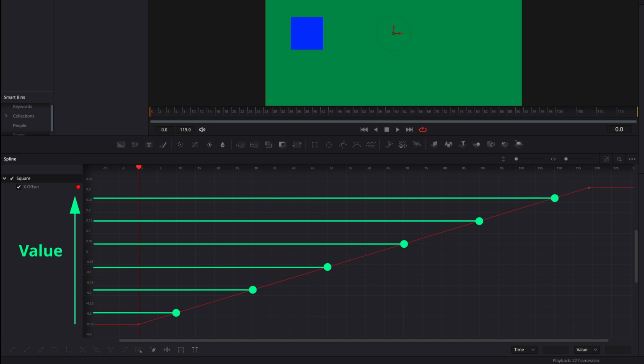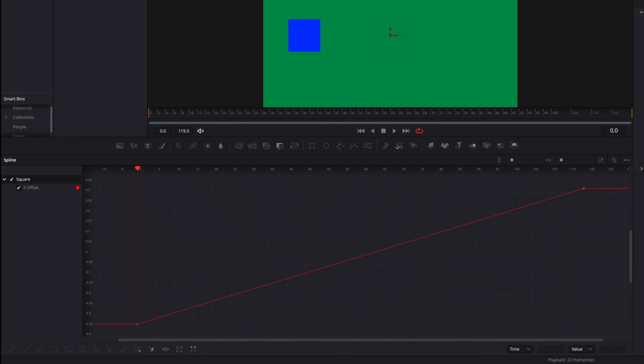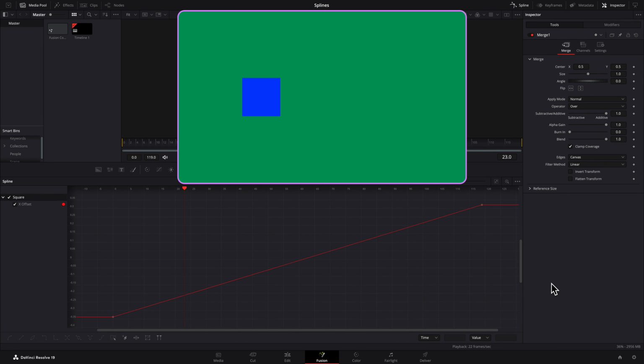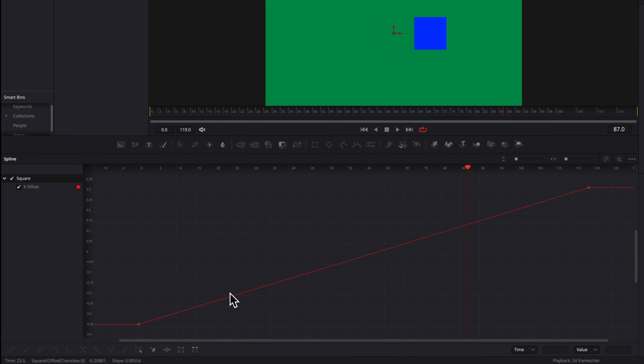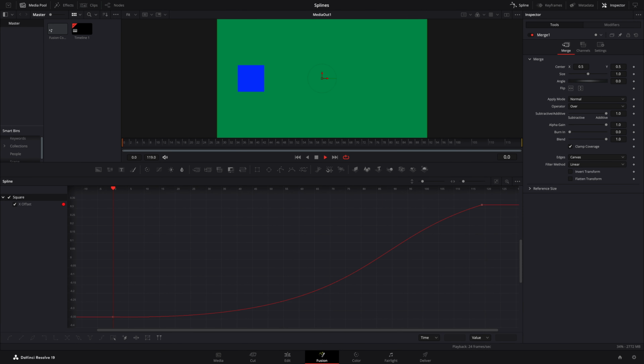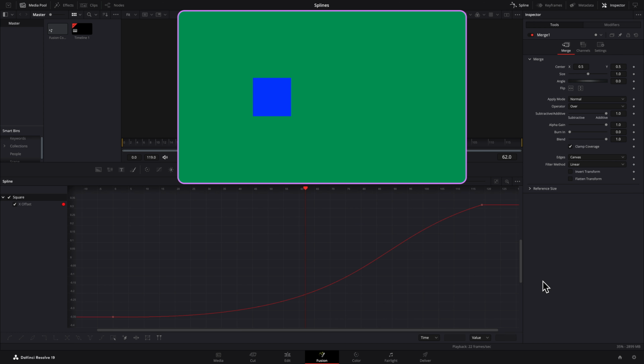The value of X offset increases at a fixed rate between the two keyframes. Because its value is increasing at a fixed rate, the spline is straight. And because it's straight, the square moves from left to right at a fixed rate of speed, not slowing down or speeding up at any point. I'll change the shape of the spline. Now the square starts off slowly and speeds up at the end.